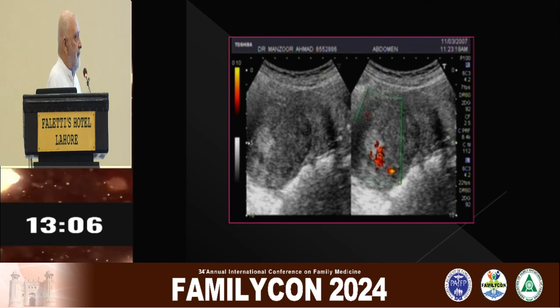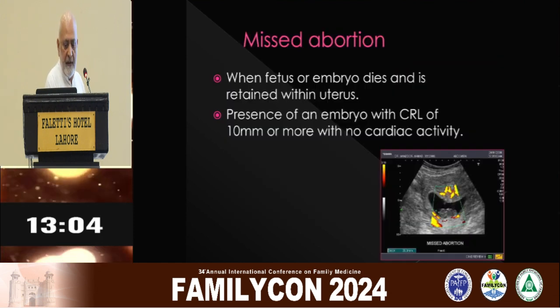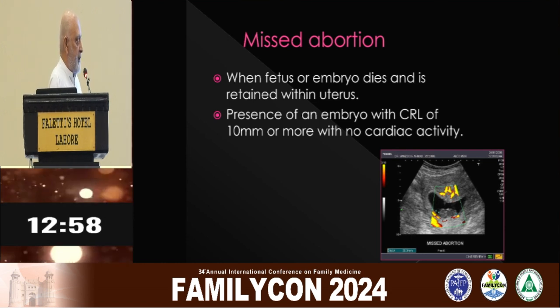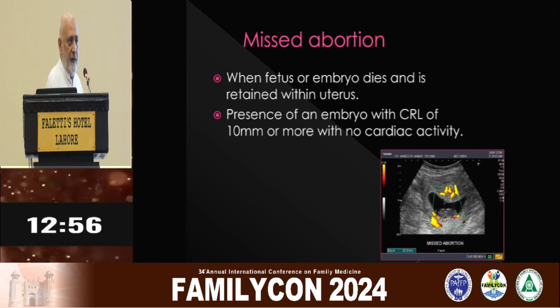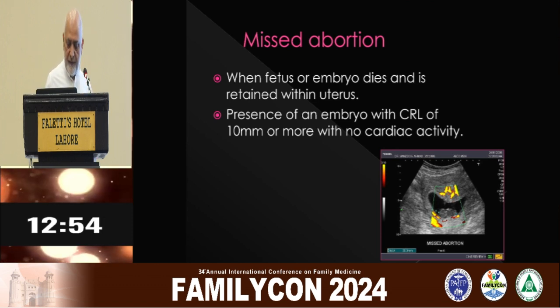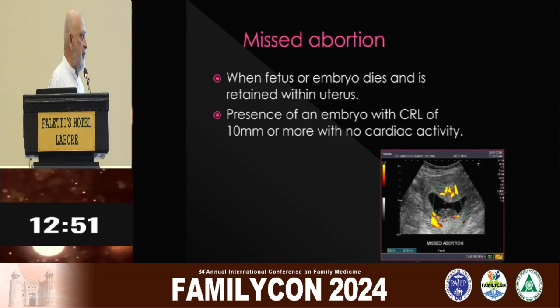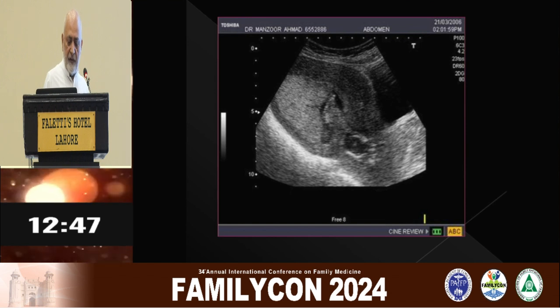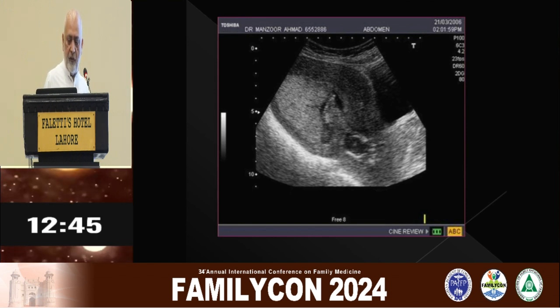Missed abortion is when the fetus or embryo dies but is retained within the uterus. If you see a fetus or embryo of crown-rump length of 10 millimeters and there is no cardiac activity, it is a case of missed abortion. As you can see here, this is an embryo. There is no cardiac activity but it is retained within the uterus, so it is a case of missed abortion.